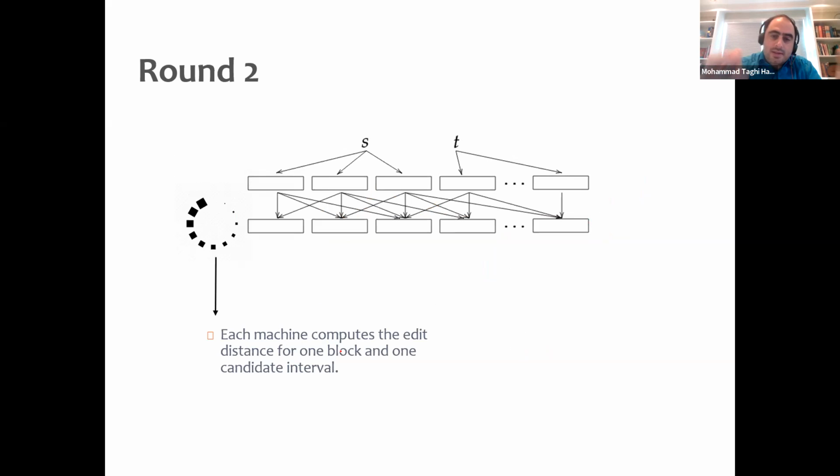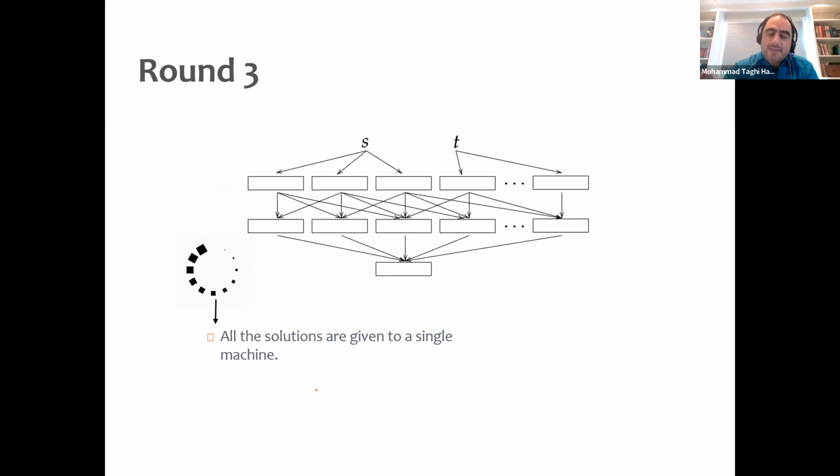As I mentioned, we have n to the 2 epsilon pairs, and each of them computes the edit distance for one block from S and one block from T. Then, when we compute it for all these blocks of S and T, we have essentially the edit distance between them. Then it turns out that we have some kind of super problem.